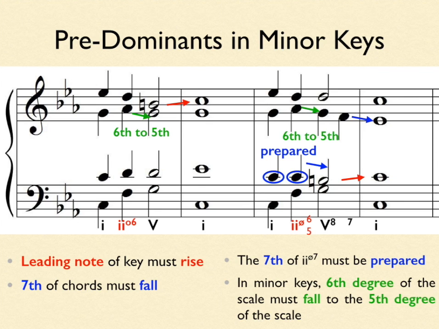So that's the new thing we've got to remember in predominance in minor keys. When we have that 6th degree in any predominant chord, here it's in the supertonic chord, if that 6th degree occurs in a chord that comes before your dominant chord, then it must fall to the 5th degree in the dominant chord. It's the only way to avoid those nasty augmented intervals.